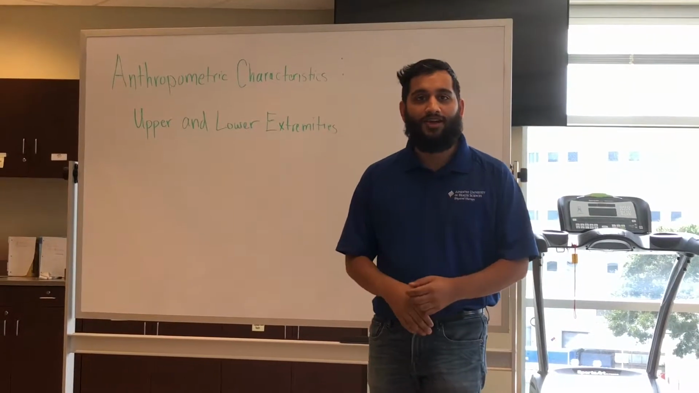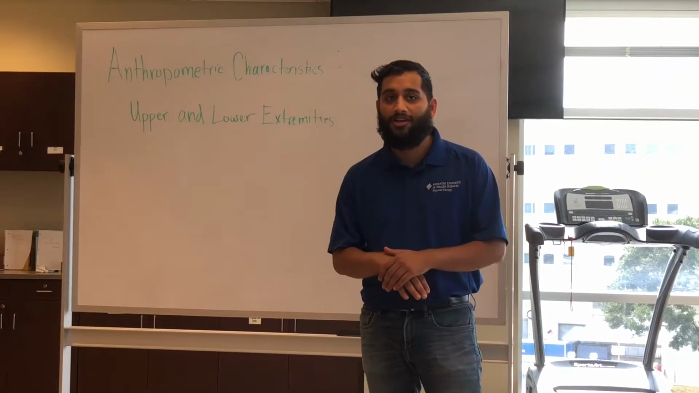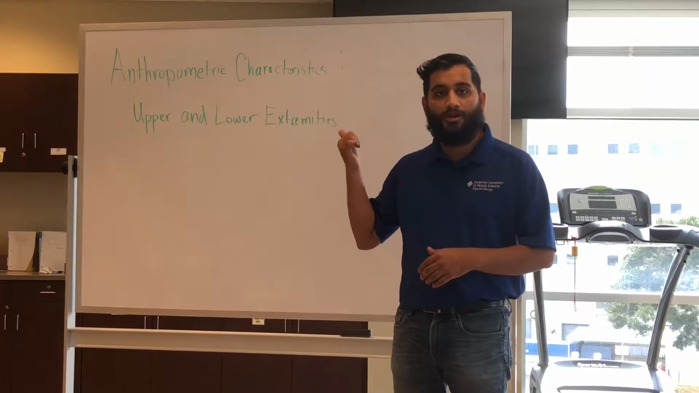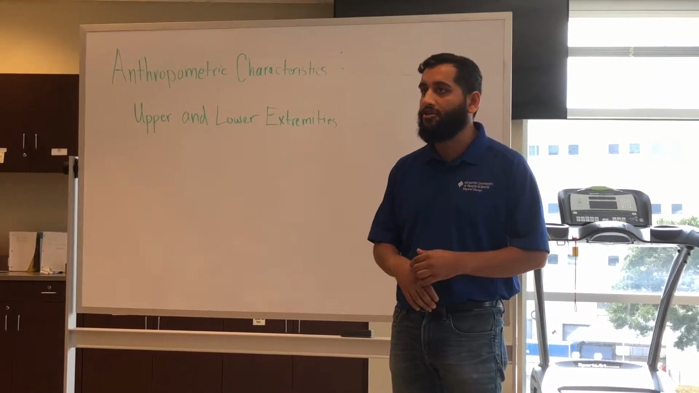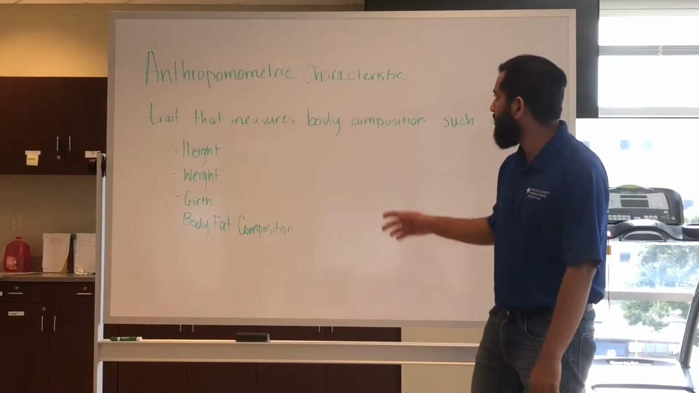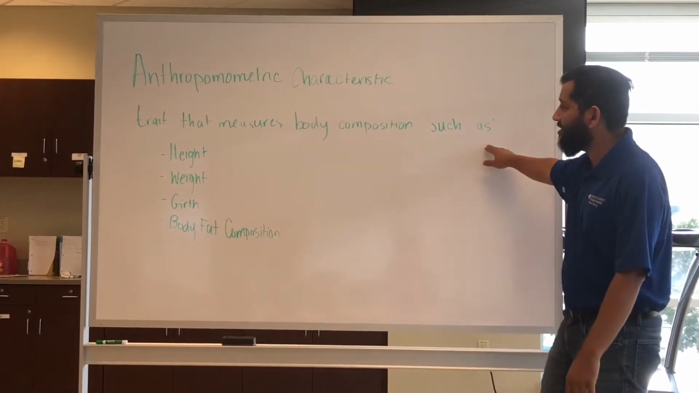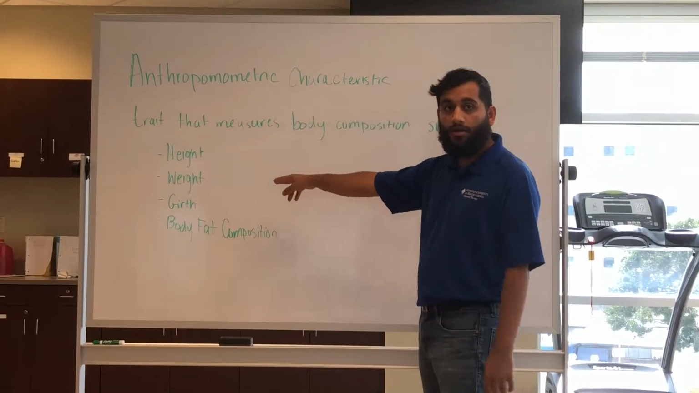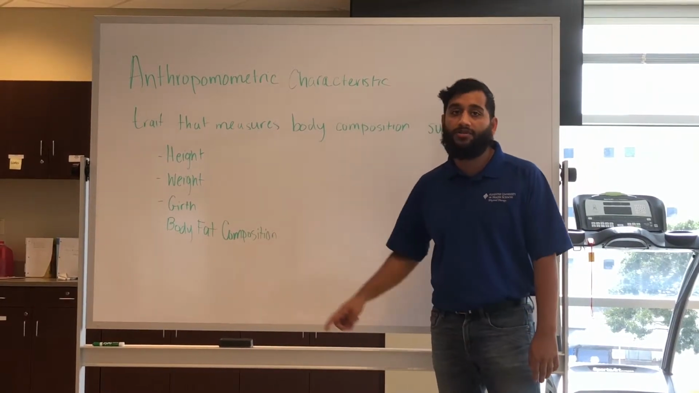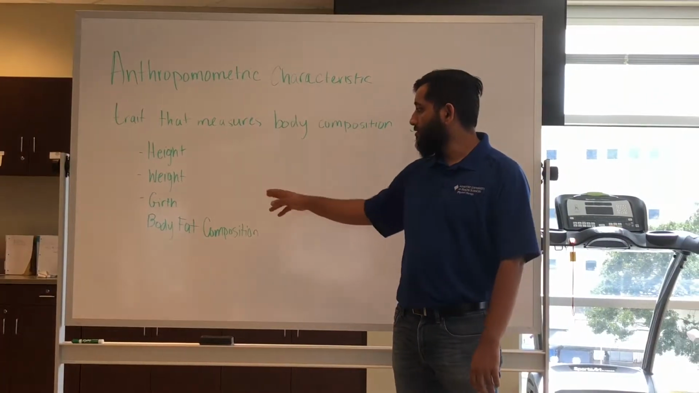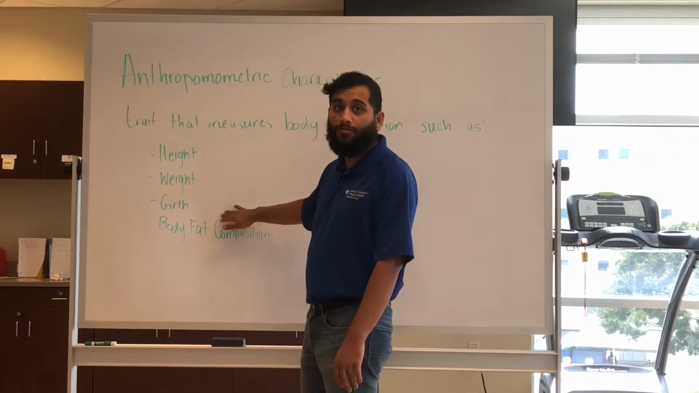Hi, I'm Mehul, and today we're going to talk about anthropometric characteristics of girth measurements of the upper and lower extremity. An anthropometric characteristic is a trait that measures body composition such as height, weight, girth, and body fat composition. Today we're going to focus on girth measurement.